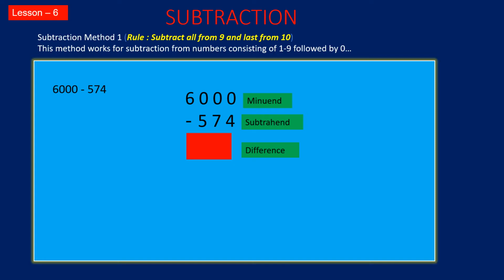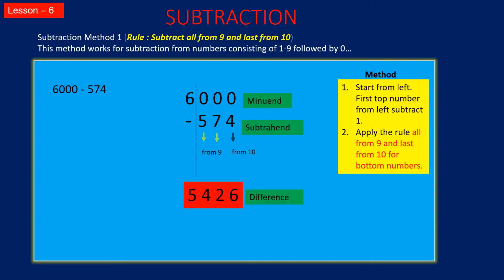Before we start learning subtraction, I just want to introduce the terminology we use when we do the problems in subtraction. For example, 6000 minus 574. 6000 is called the minuend, 574 is called subtrahend, and the answer is called the difference. So let us see how we do subtraction 6000 minus 574 using Vedic math method.